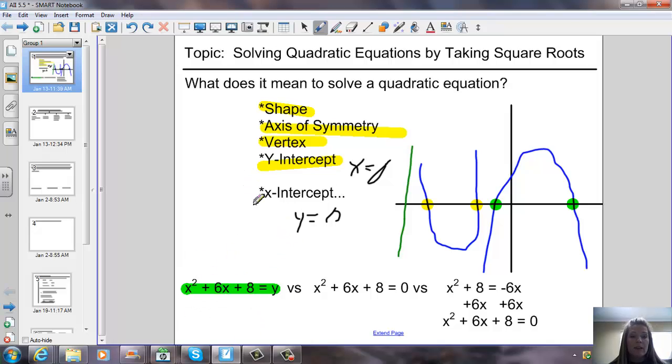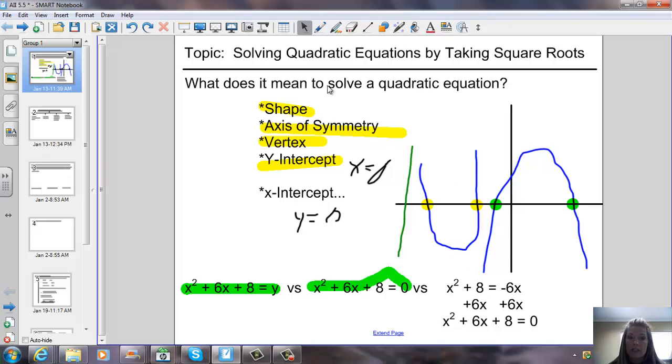Now we're going to take it a step further and say, what if I want to find the x-intercept? What do I need to do to my current form of my equation to solve for the x-intercept? Well, all I need to do is change it into this form here. Notice all I've done is taken my y value, and I've plugged in a 0 where the y is. This is now written in standard form, where I can solve my quadratic equation or find my x-intercept.